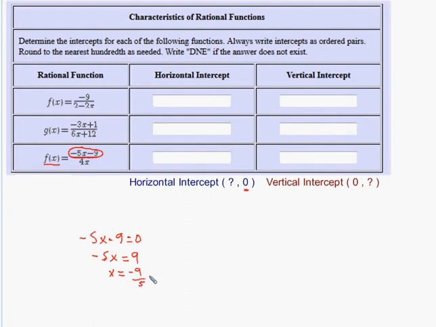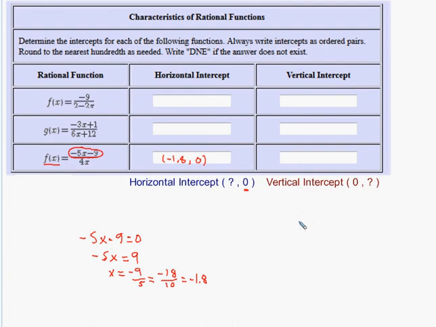Type that in your calculator, or realize that -9/5 is the same thing as -18/10, if I double the top and bottom. And -18/10, of course, would be -1.8. So for that one, the x value that makes the output 0 is -1.8. In some textbooks and for some teachers, rather than calling this a horizontal intercept, they'll call it a 0 of the function, because it's literally the x value that makes the function 0.